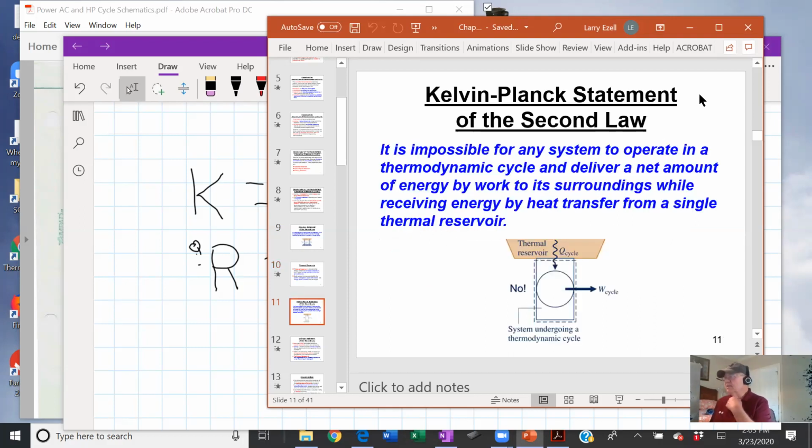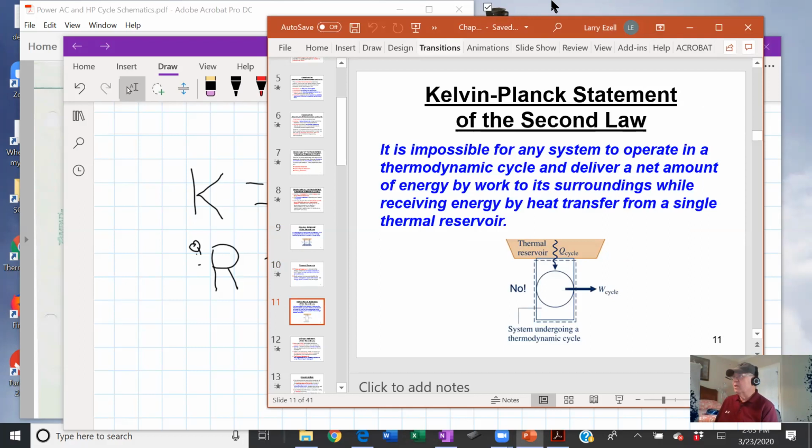Now let's get to the second statement. This is where the turbine and the power cycle come into effect. Here's the second statement of the second law, Kelvin-Planck, that you will need to commit to memory, but I want you to restate it in your own words, maybe. You can restate it verbatim, that's fine, but I want you to understand what it says. Okay, here we go.